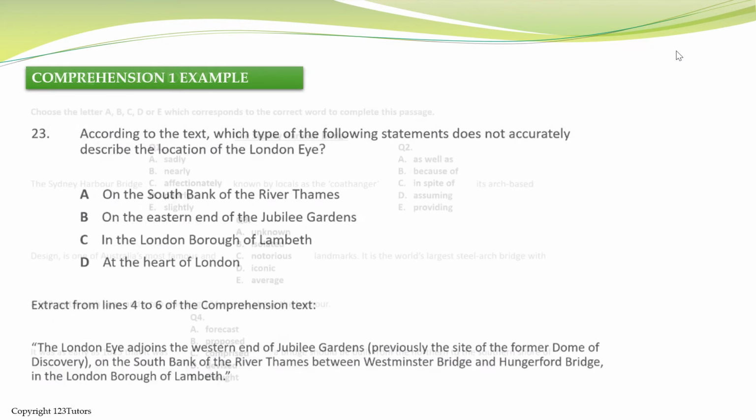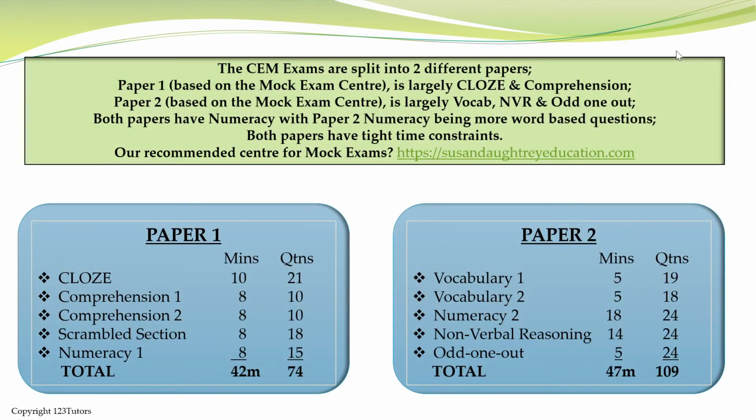But as I say, and as I have stressed a few times, anything can happen on the day, and CEM will reveal pretty much nothing. But the key lessons for me are the importance of vocab. It impacts on cloze, it impacts on comprehension 1 and 2, it impacts on scrambled sections, it impacts on paper 2, apart from the numeracy and non-verbal reasoning sections.